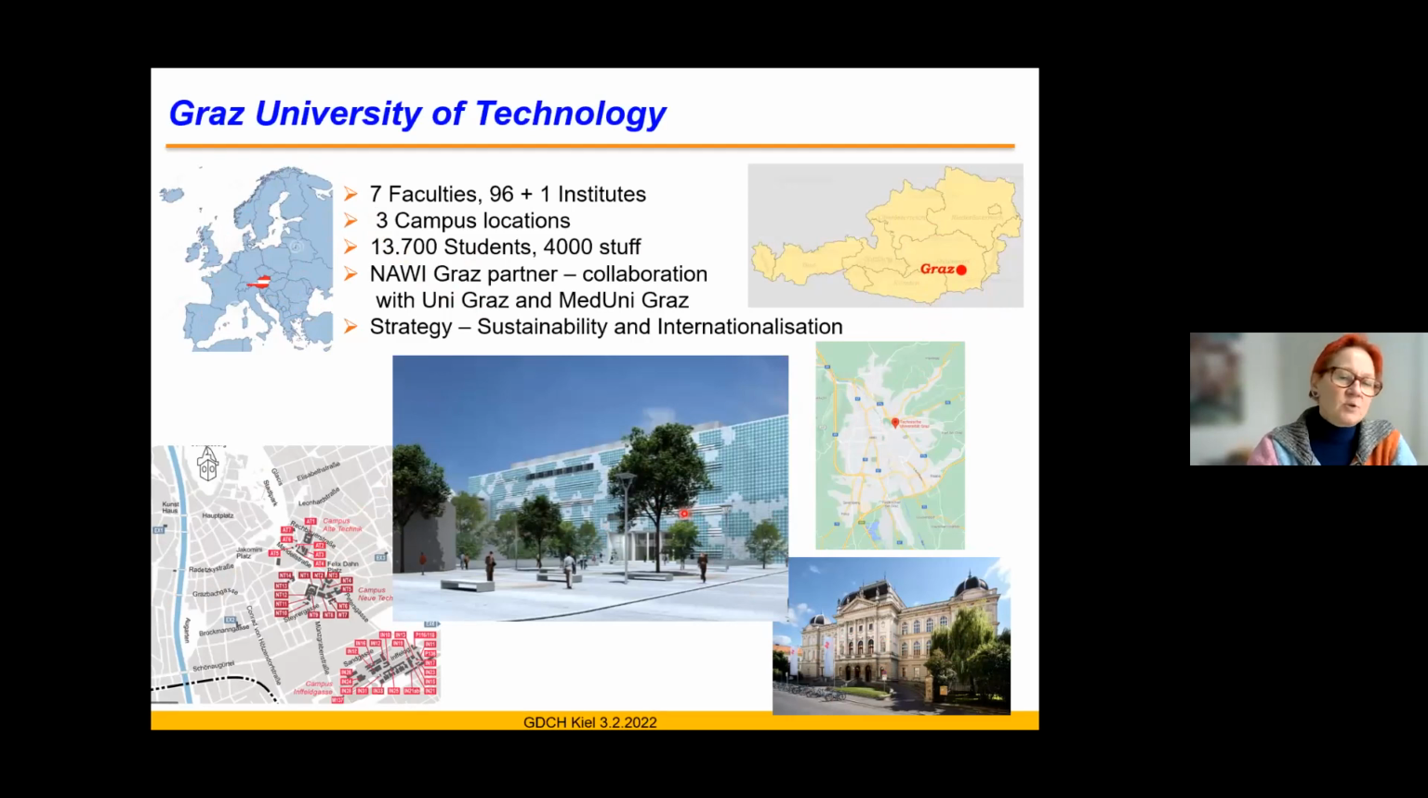We are a mid-sized university, I would say, with approximately 13,700 students and around 4,000 staff. And we are one of the main partners of what has been a unique collaboration 12 years ago, called NAWI Graz, Natural Sciences in Graz, collaborating very closely in teaching and research with the University of Graz and MedUni Graz. The strategy of our university is sustainability and internationalization. And we have 7 faculties and 96 plus 1 institutes, and this plus 1 is us.